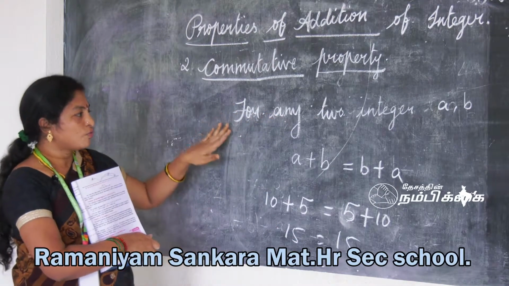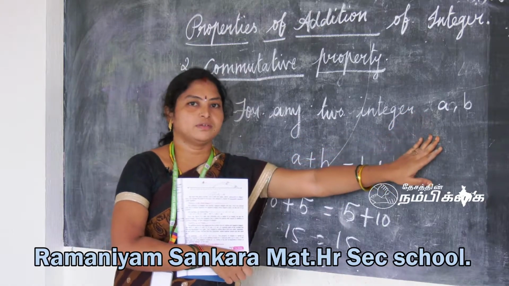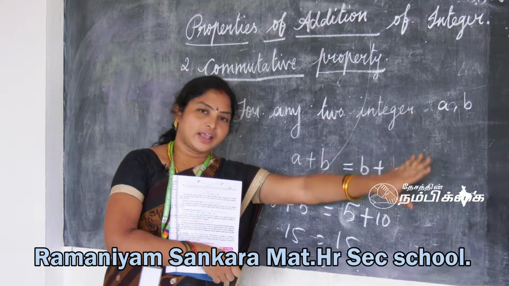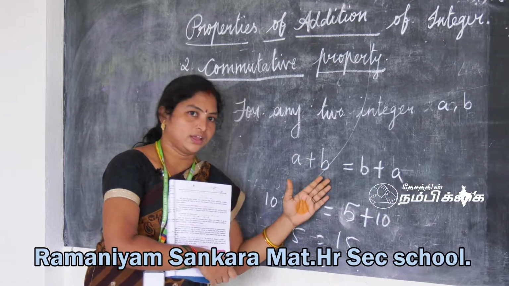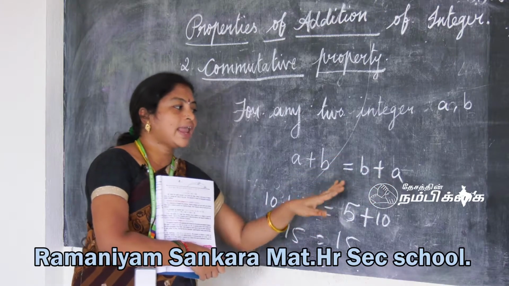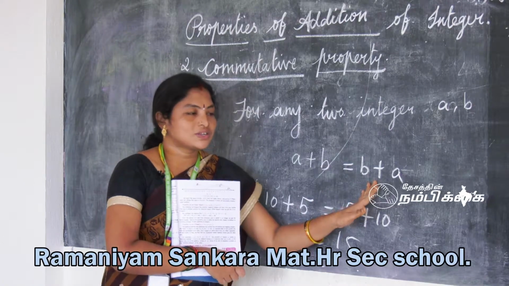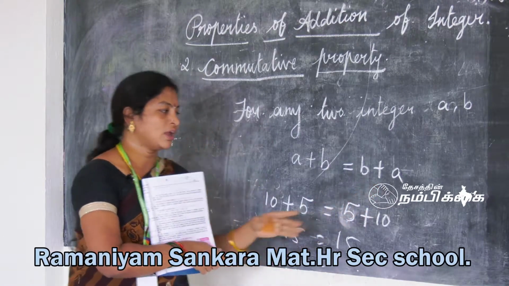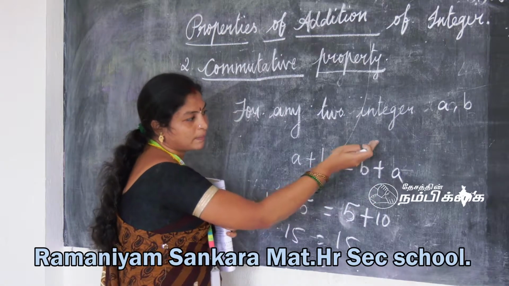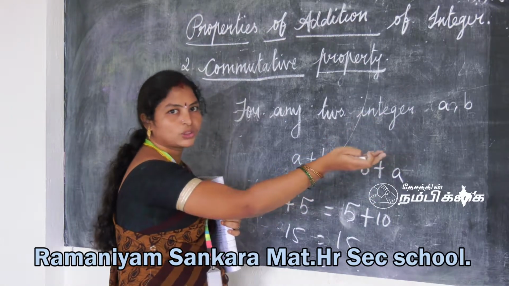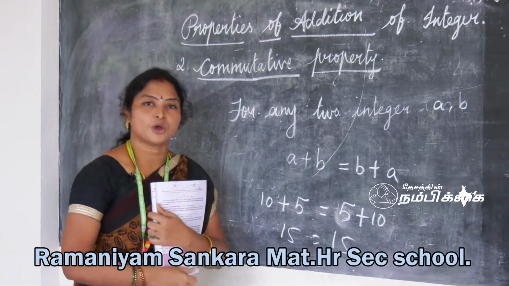So, listen, for any two integers a, b, when we add the two integers, if we change the order, the value does not change. So a plus b or b plus a are the same. 5 plus 7 or 7 plus 5, both are the same. So this is called commutative property.